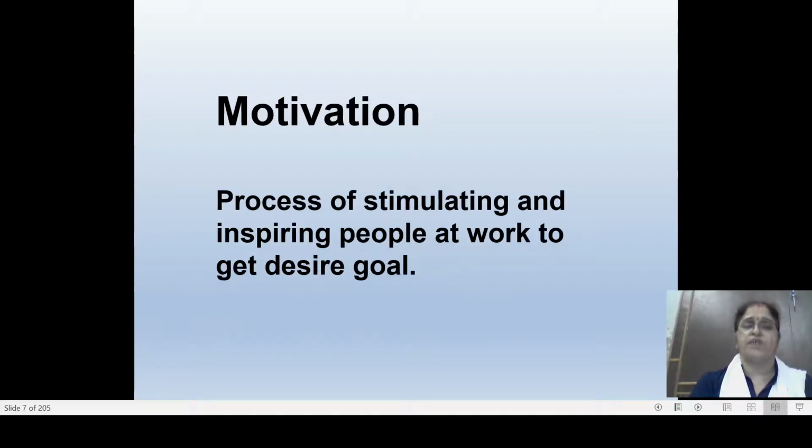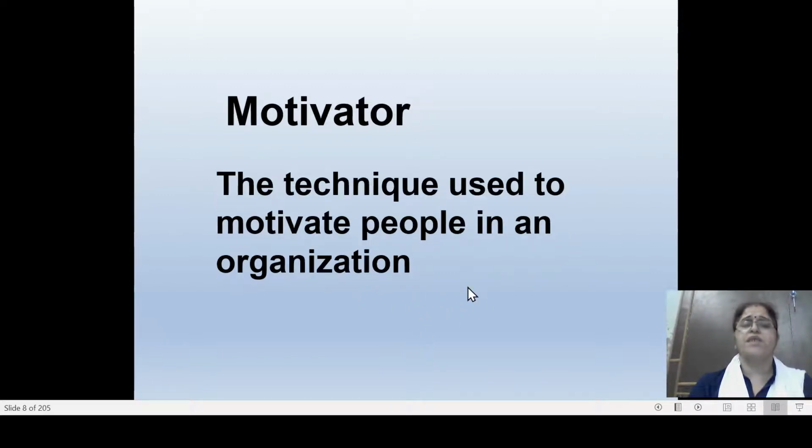Second is motivation. Motivation is the process of stimulating and inspiring people at work. वो जो वर्क कर रहे हैं उस वर्क के अकॉर्डिंग उनको इंस्पायर करना टू गेट द डिजायर्ड गोल. Third is the motivator. Who is the motivator? Motivator is that technique that is used by any single person or any other media. So motivator is the technique used to motivate people in an organization. So these are the meanings of motivation.